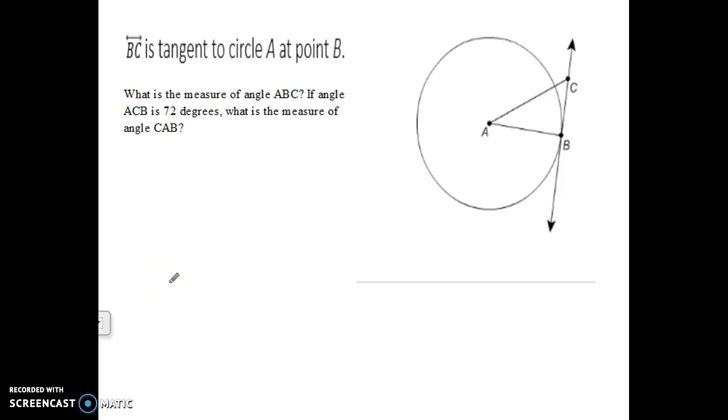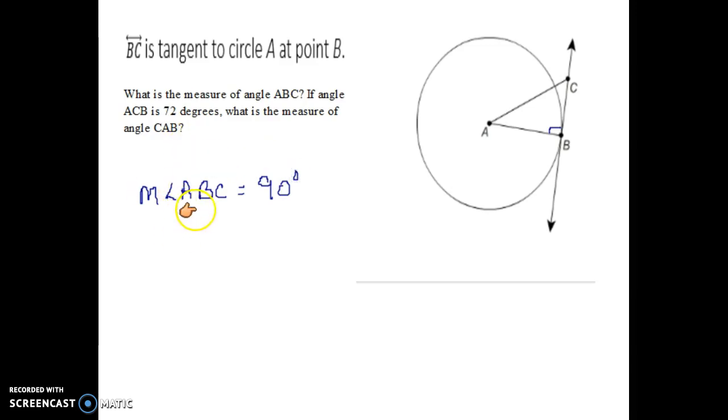All right, this is quiz 3.09, and this quiz is working with tangents of circles. So this says that BC is a tangent to the circle A at point B. So this is our point of tangency. And remember, by the tangent theorem, we know that it is perpendicular to the radius. They want the measure of angle ABC. Well, if it's a tangent and it's perpendicular, then we know the measure of angle ABC must be 90 degrees.